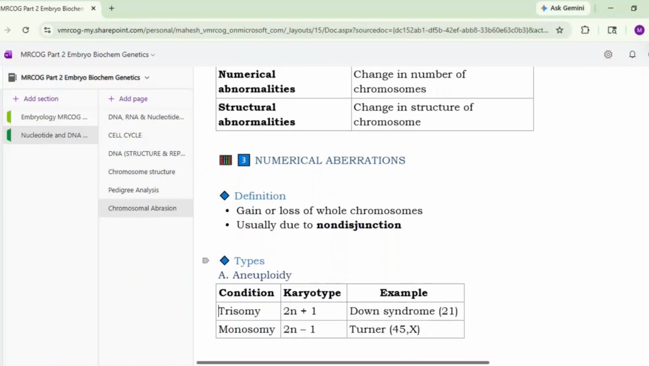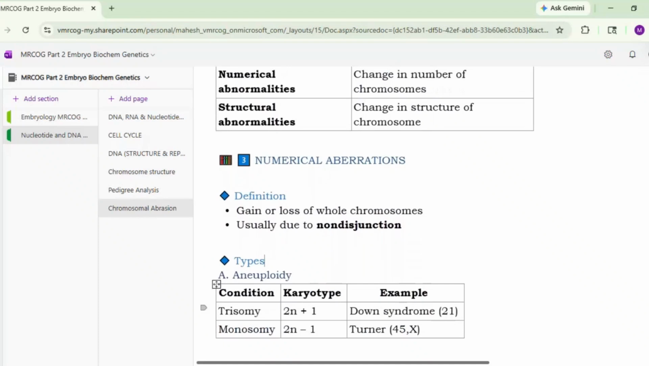Now, what do we mean by numerical aberration? That is the gain or loss of a whole chromosome, usually due to non-disjunction. We have also seen how this non-disjunction happens. So this can be aneuploidy, where there is a trisomy or monosomy.